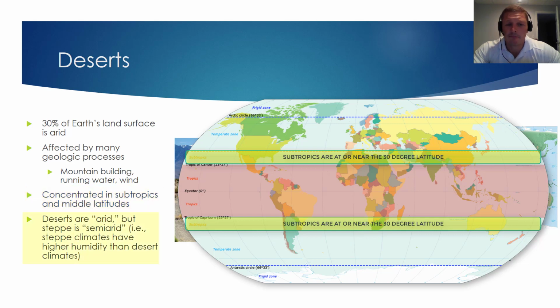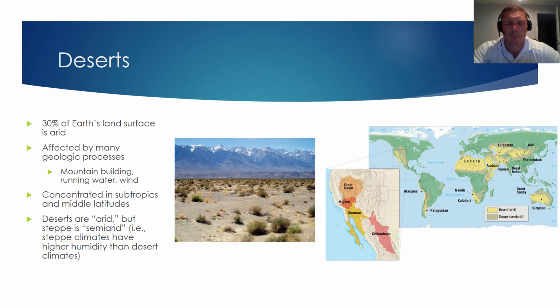Now, technically speaking, deserts are classified as arid, but we also need to know that there are semi-arid regions known as steppe. And steppe climates are kind of the intermediates between desert and the more moisture-rich climates that we're more familiar with here in the Midwest.